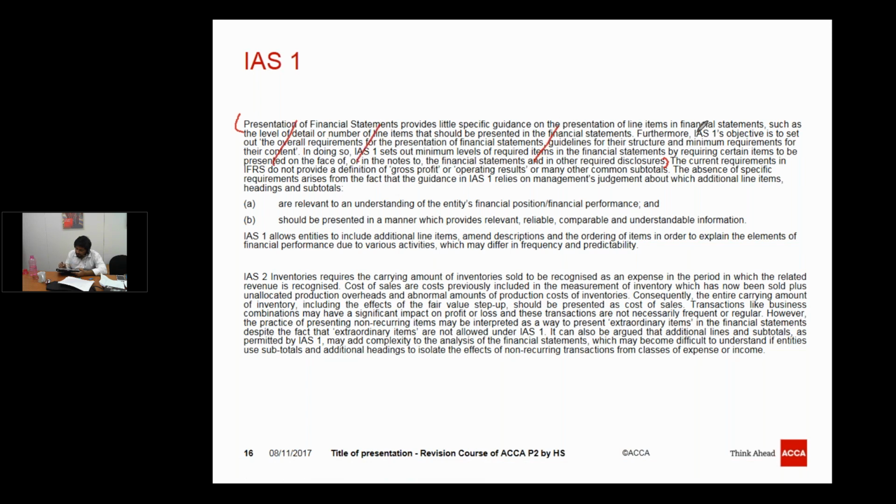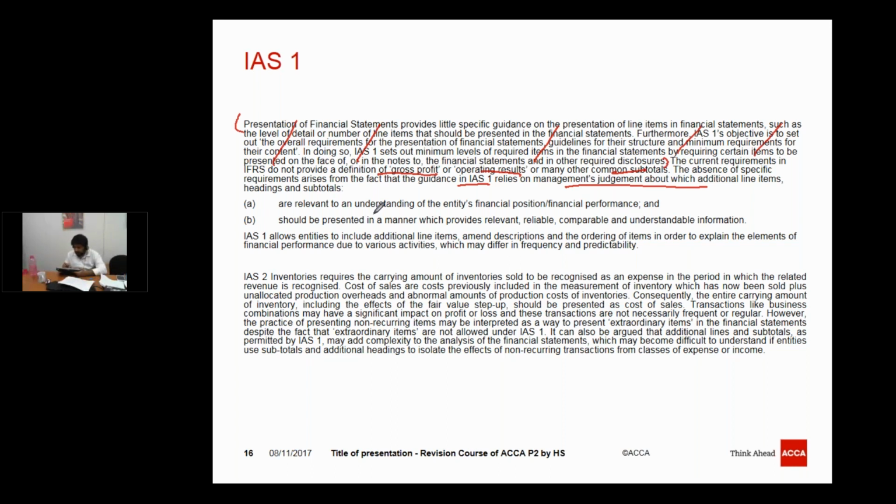You can ignore this part as well, but it's the examiner's approach to write some base provisions about the particular standard, but if you ignore that part, it's fine. The current requirements in the IFRS do not provide the definition of gross profit or many other common subtotals. The absence of this specific requirement arises from the fact that the guidance in IAS 1 relies on the management judgments about which additional line items, headings, and subtotals are relevant to the understanding of the entity's financial position, financial performance, and should be presented in a manner which provides relevant, reliable, comparable, and understandable information.